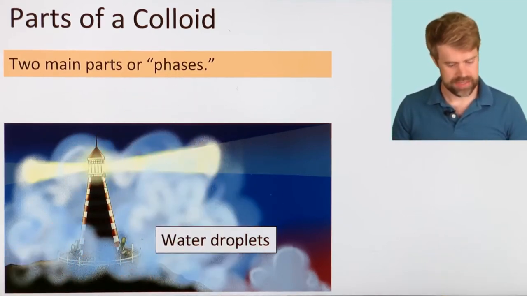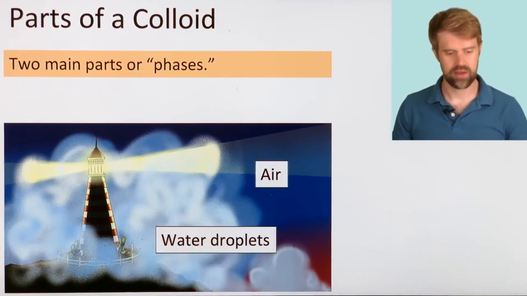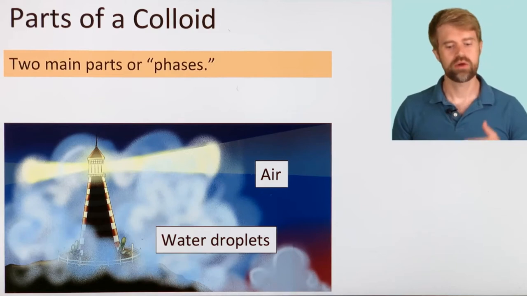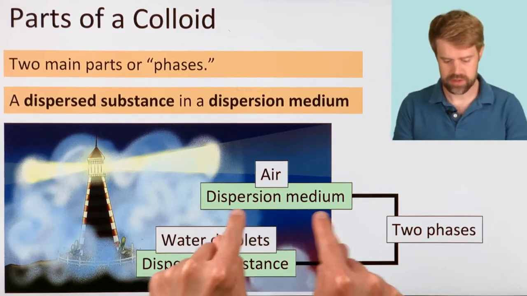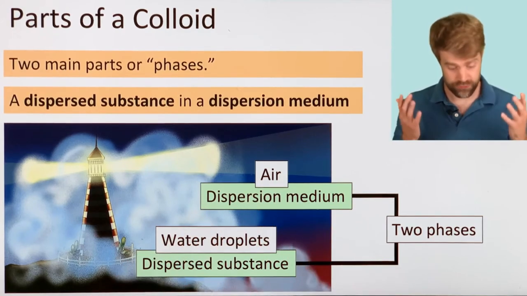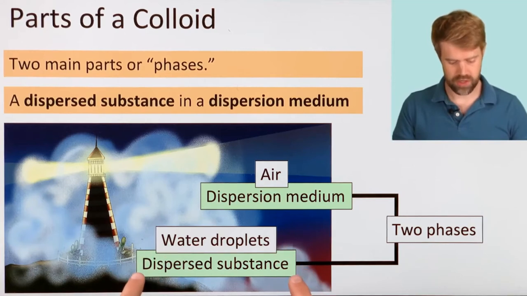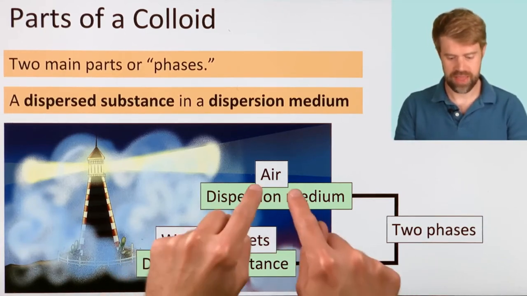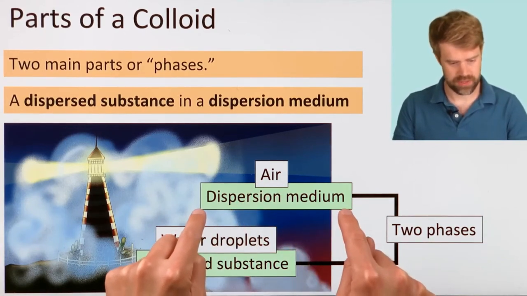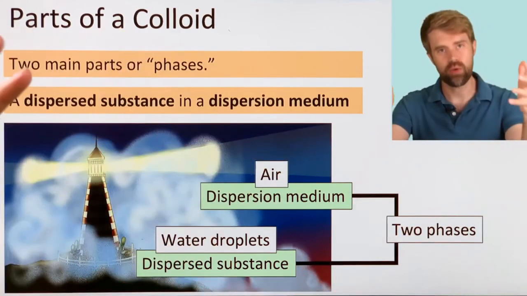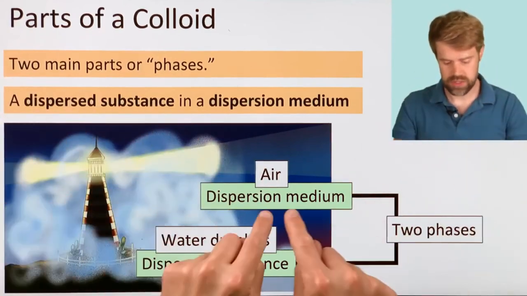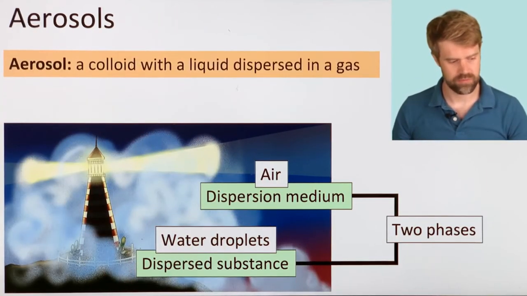Fog: droplets of water are one phase, and the air is another phase. There are technical terms for these two phases, the dispersed substance and the dispersion medium. In fog, the water droplets are the dispersed substance, and the air is the dispersion medium. The dispersed substance spreads out and kind of floats in the dispersion medium.